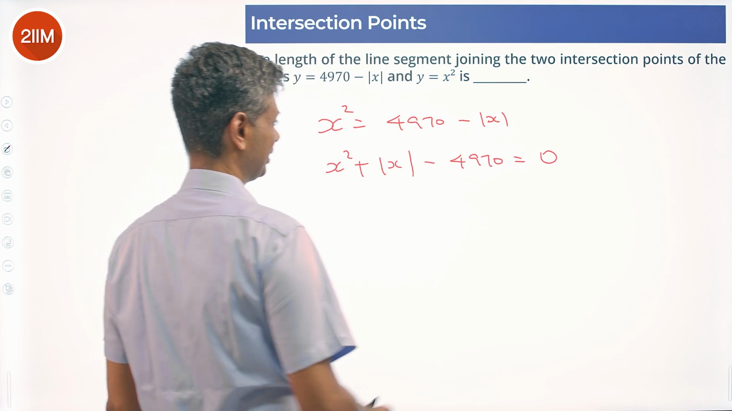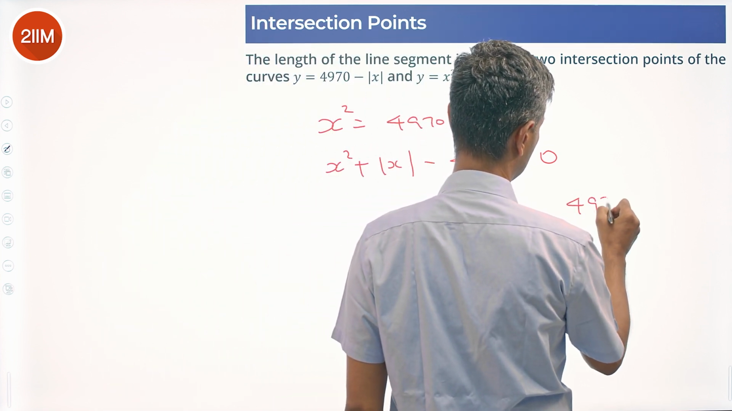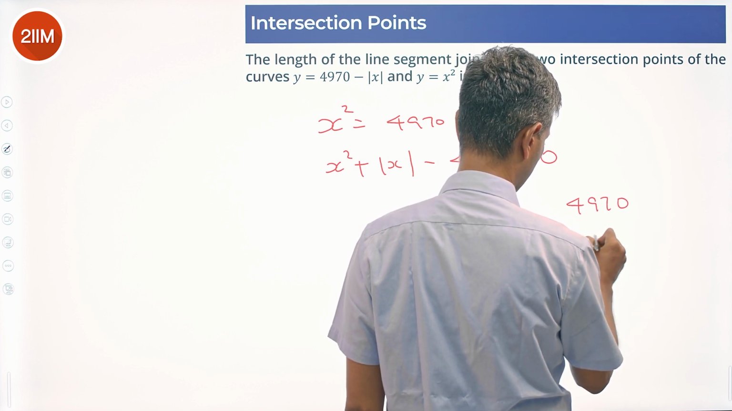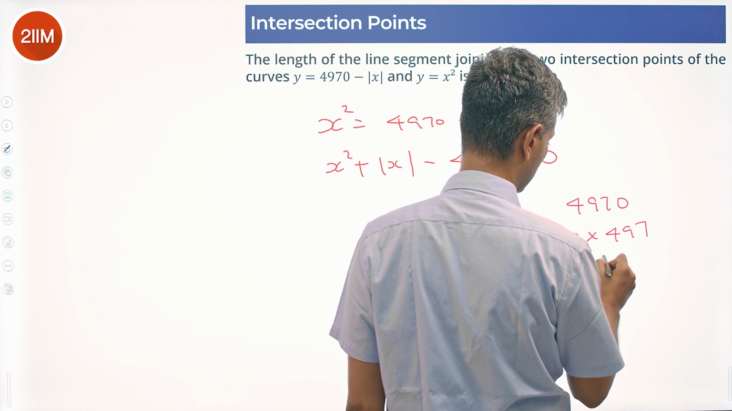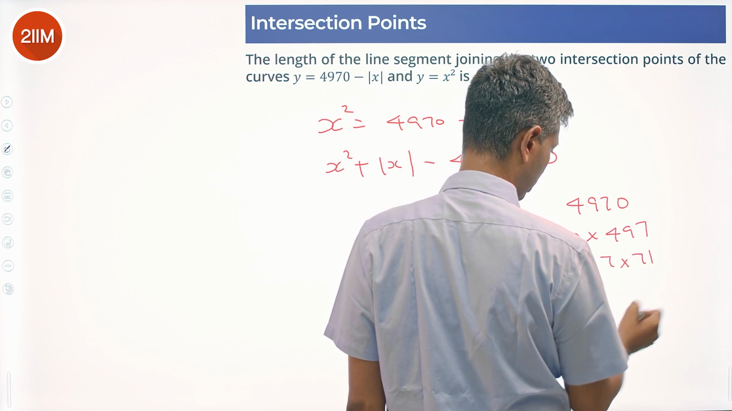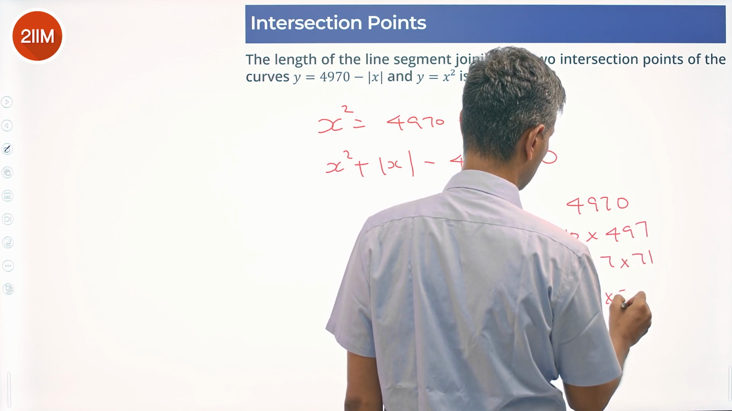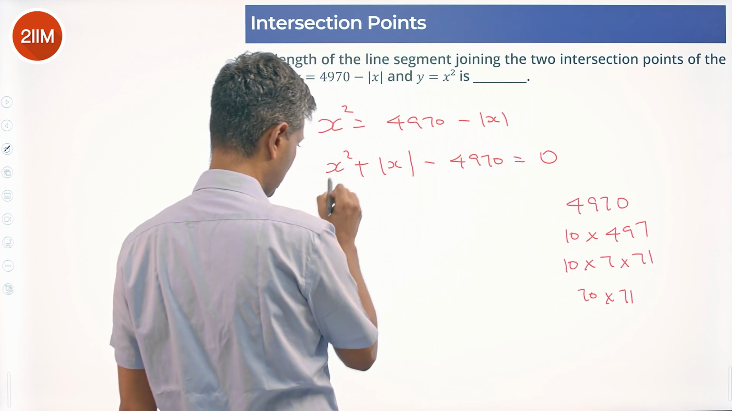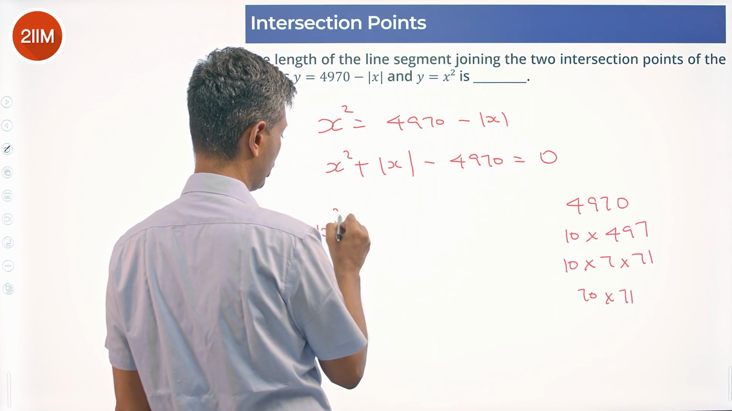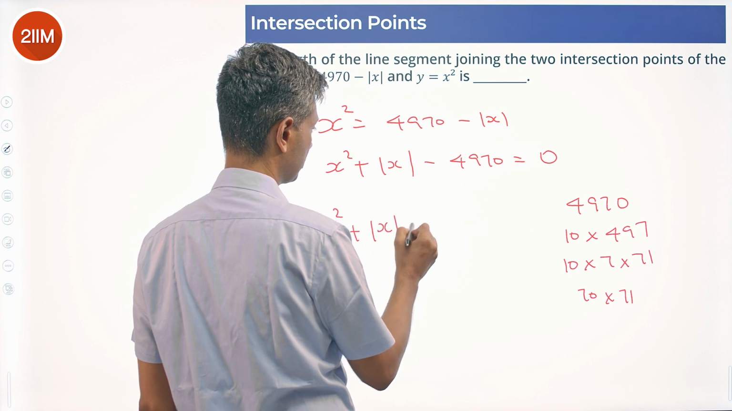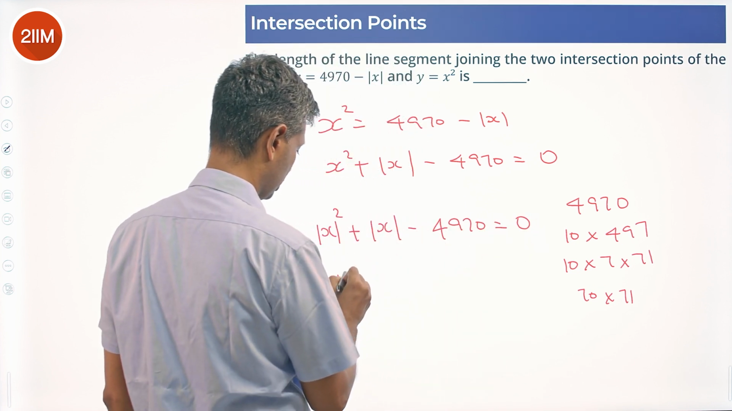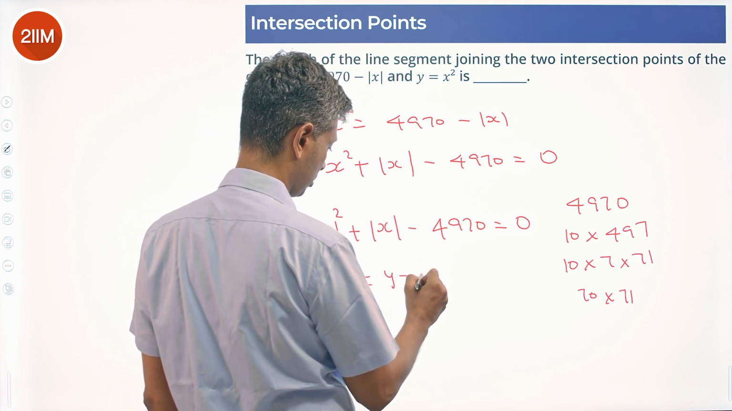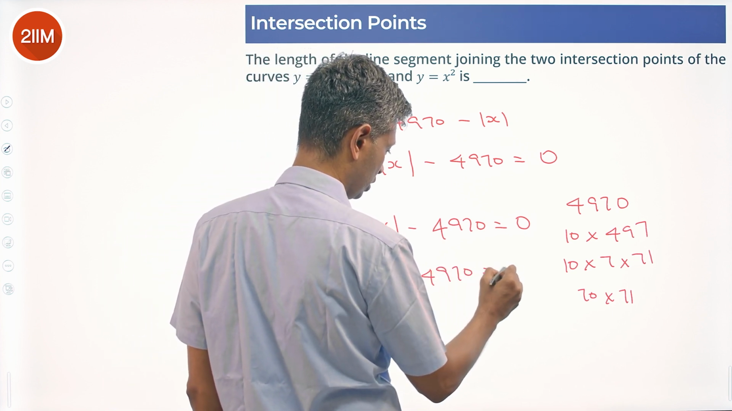To factorize this, let me take 4970. This is 10 into 497. The multiple of 7: 10 into 7 into 71, that is 70 into 71. This works brilliantly. I'm going to treat this as a quadratic in |x|: |x| square plus |x| minus 4970 equal to 0. Call it y square plus y minus 4970 equal to 0.